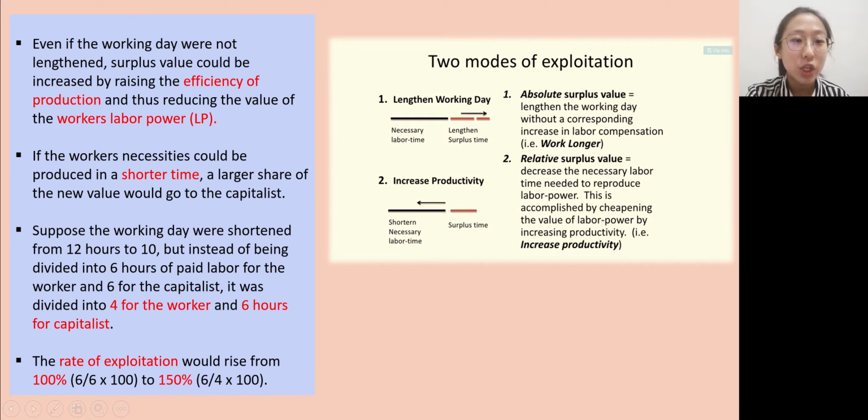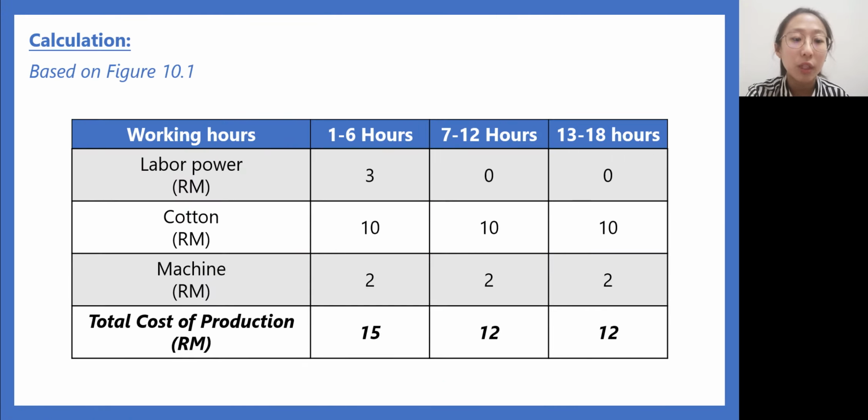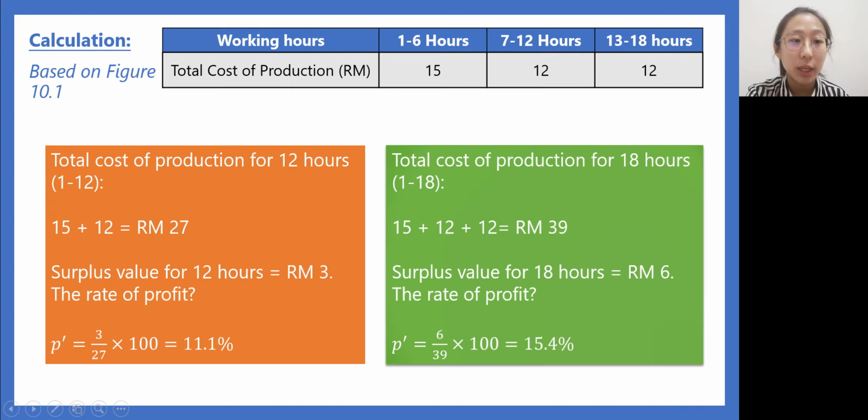The rate of exploitation would rise from 100% to 115%. And the two modes of exploitation are absolute surplus value and relative surplus value. The rate of profit in mass formulation is the ratio of the surplus value to the total capital invested. On the next page is a table for the total cost of production, and on the next page again we show the calculation of the total cost of production.